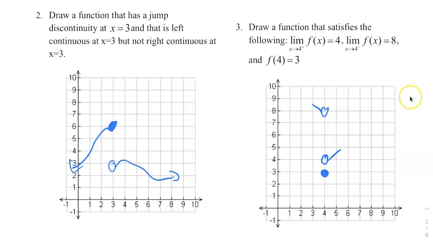Then I should finish off this graph. So like this. I mean, go crazy, whatever you want to do. I just got to finish off the graph so it's not just like the little pieces there. The key part here is right here at 4. 4 from the right is 4. 4 from the left is 8. And then f of 4, that's that closed circle, is at 3. There we go.